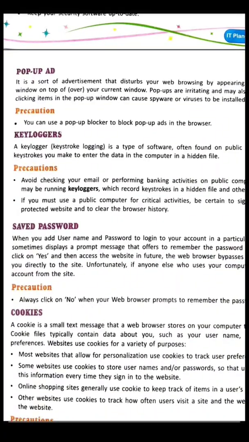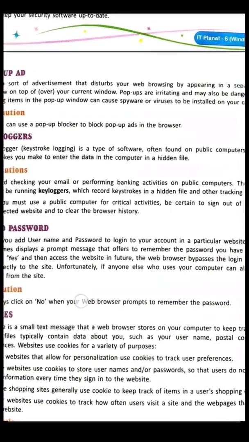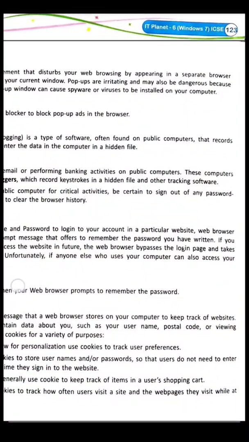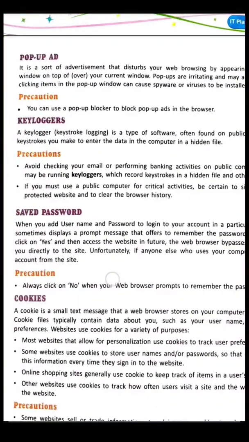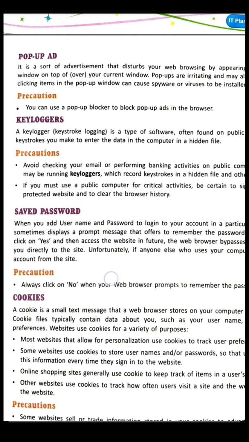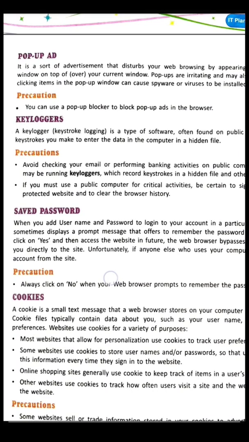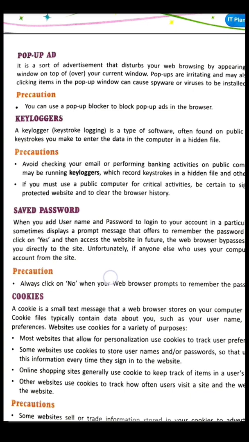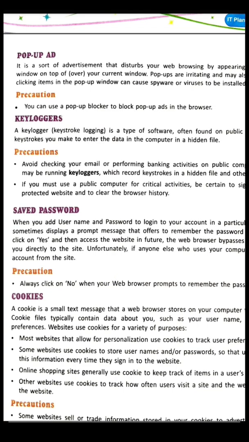Then you have the keyloggers. A keylogger is a type of software that is generally found on public computers, and that software will record all the typing or the keystrokes that you enter somewhere on the public computer. A public computer is a computer where anybody can use that computer. For example, you are going to a cafe, and in the cafe you are using some computer for some work. That is called a public computer. And what you did there, what you typed there, what you entered, that may be recorded by the keylogger.